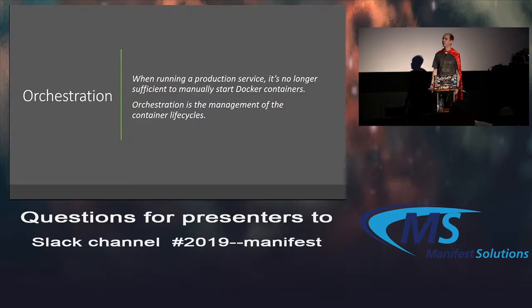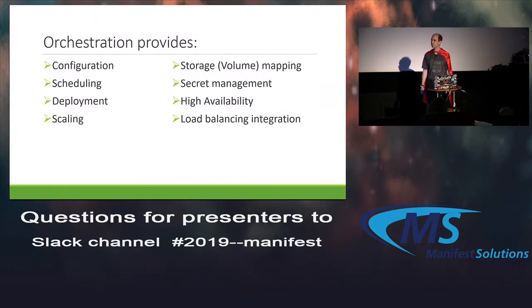Okay, so I mentioned once we go to production, it's no longer really good enough to just be logging onto a server and doing that Docker run command. Even if it can automatically restart, you want something more sophisticated than that for supporting things. And orchestration is what you would call this. And orchestration provides you a number of different things.